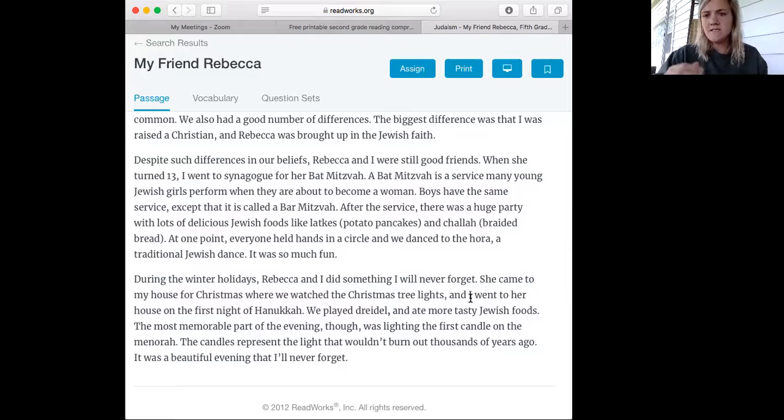All right, so some key things that really pointed out there was that despite their differences, they were still good friends. You could put that as one of your details. You could also put when the narrator turned 13, they went to the synagogue for the bat mitzvah. And a bat mitzvah is a service many young Jewish girls have. So let's write something about the bat mitzvah in our story.